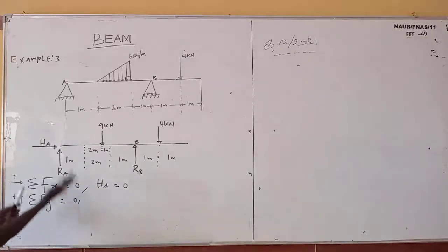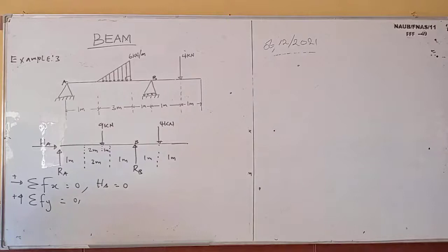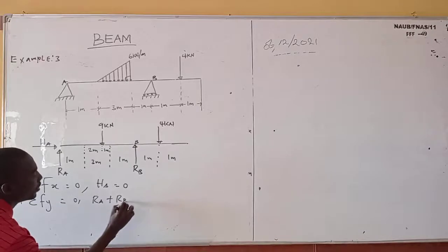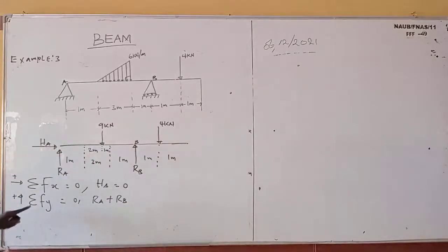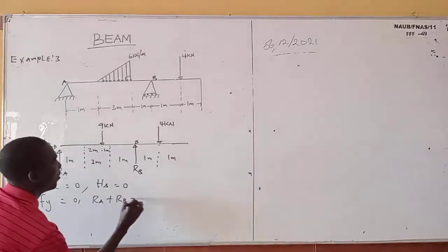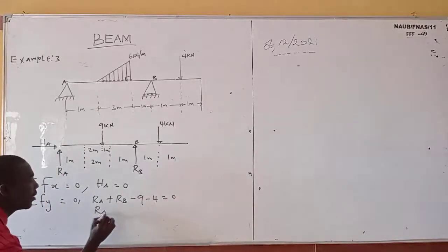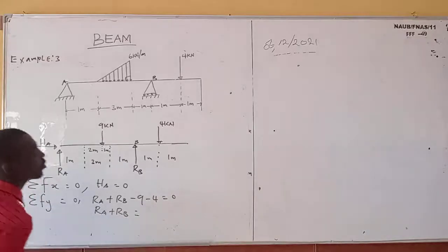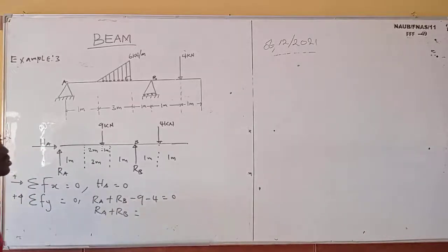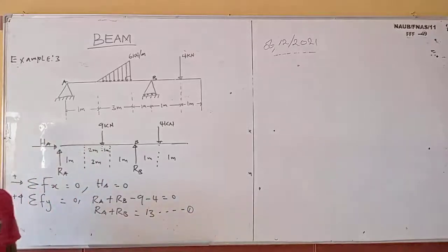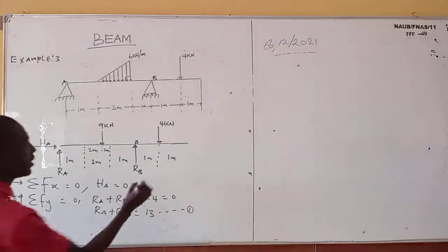Okay, so now this is our coordinate. We mean our upward force should be positive. So we're having RA and RB. It's going to be RA plus RB, and the other ones will be negative, because of this coordinate here. We say let upward force alone be positive. So this one will be minus 9 minus 4 equals 0. So now it means RA plus RB will be equal to, plus minus 9 minus 4 is minus 13. And when we cross here, it's going to be 13. And 0 plus 13 is 13. Equation 1.